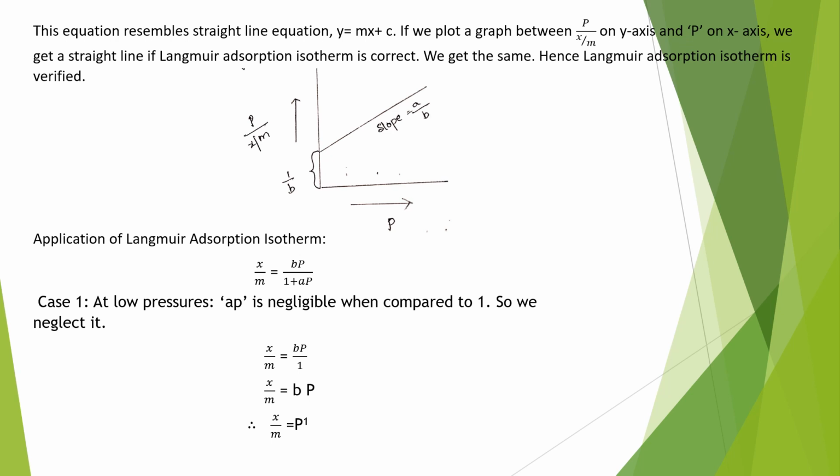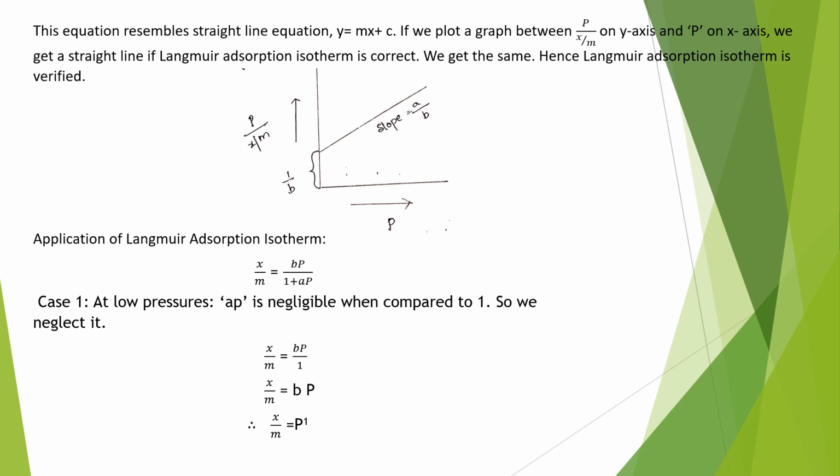A is a constant, P is pressure. So at low pressures, AP is negligible when compared to 1. Why? The case taken is low pressure. That means the pressure is very low when compared to 1, and hence AP is negligible, so we can neglect it. So how does the above expression change? x by m is equal to BP by 1. Therefore, x by m is equal to BP.